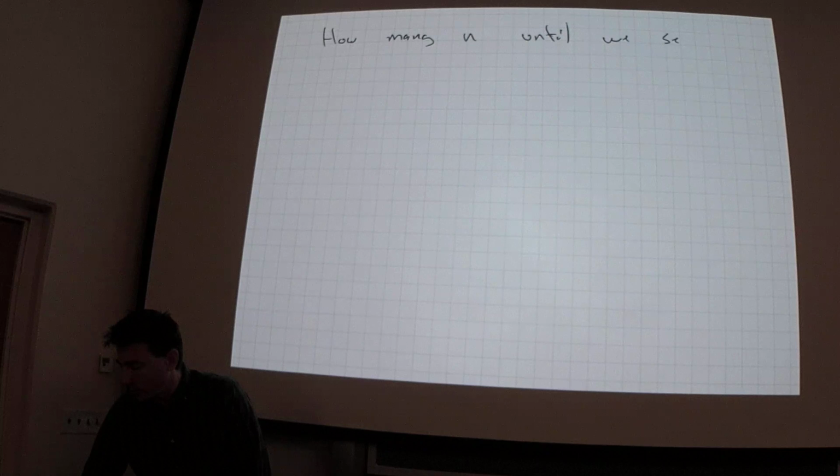All right, okay, so that's about the birthday paradox. The next thing I want to talk about is how many n until we see all m.